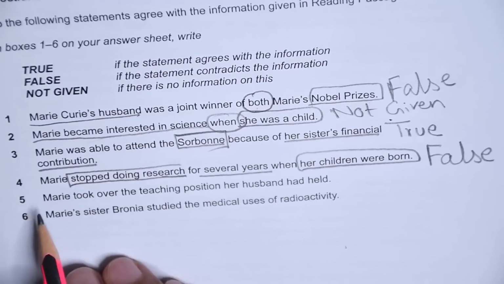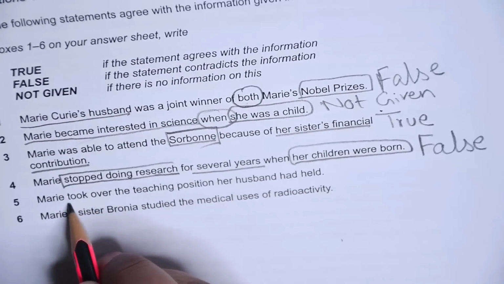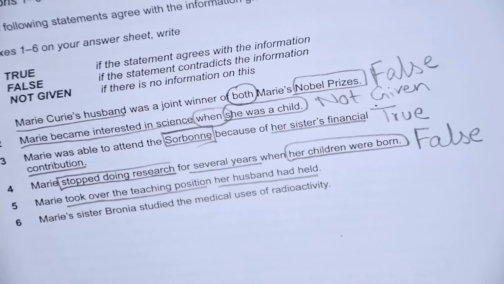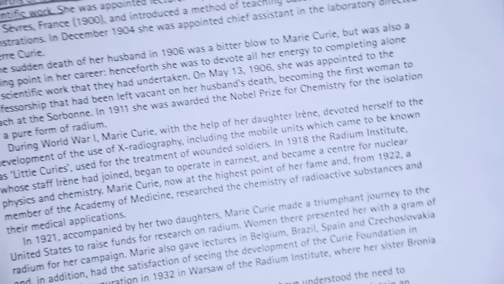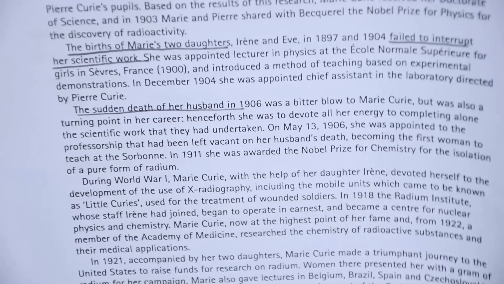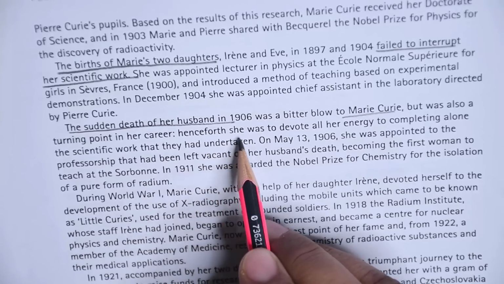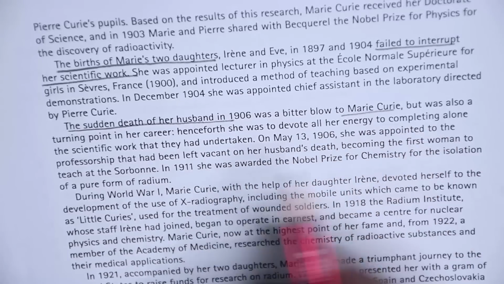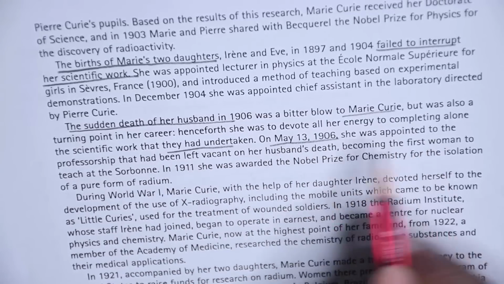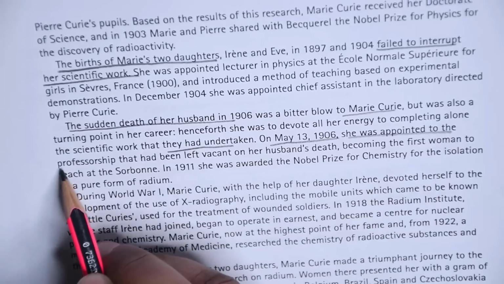Question number 5. Mary took over the teaching position her husband had held. Now, she took over the teaching position her husband had held means instead of her husband, she joined that place, or she filled the post of her husband. Now let's see what happened. Oh, sad. The sudden death of her husband. It means something happened. The sudden death of her husband in 1906 was a bitter blow to Marie Curie, but was also a turning point in her career. Henceforth, she was to devote all her energy to completing alone the scientific work that they had undertaken. On May 13, 1906, she was appointed to the professorship that had been left vacant on her husband's death.